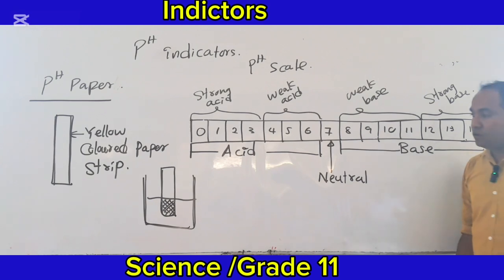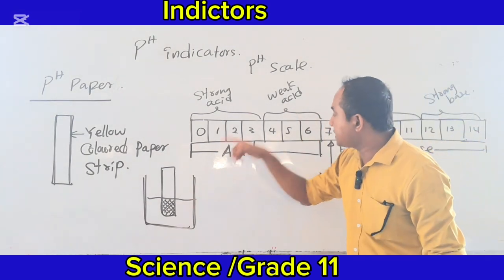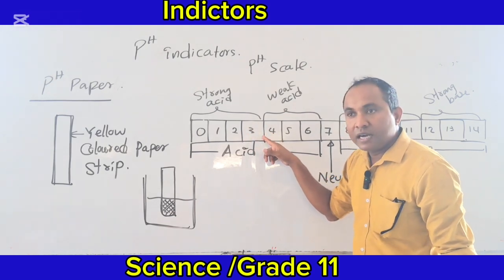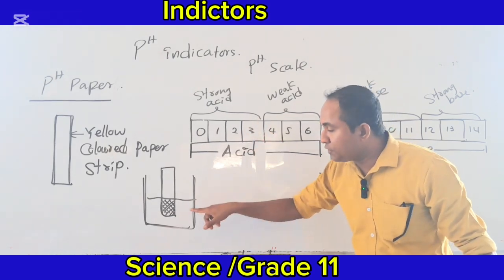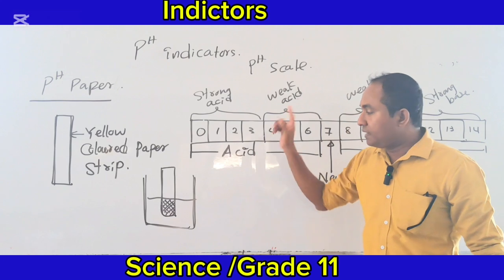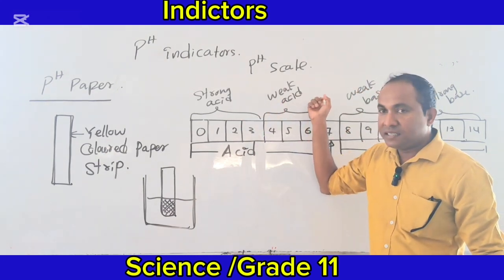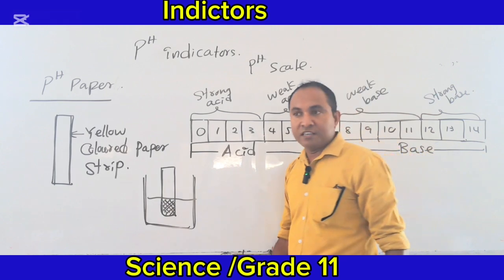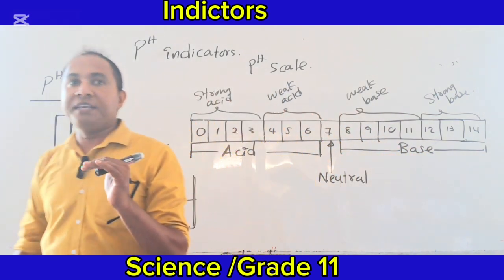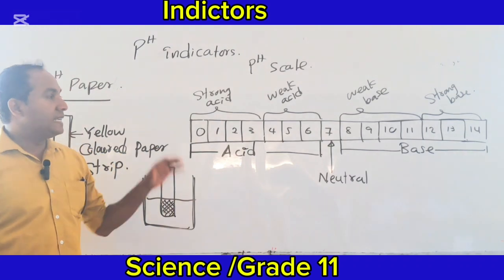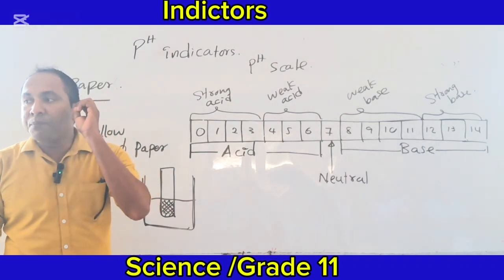Now think about it: if the changed color matches the color of the 3 square, the pH value of the solution is 3. So it is an acid. Strong acid or weak acid? Strong acid. Now could you understand how to identify acid or base by using the pH scale?